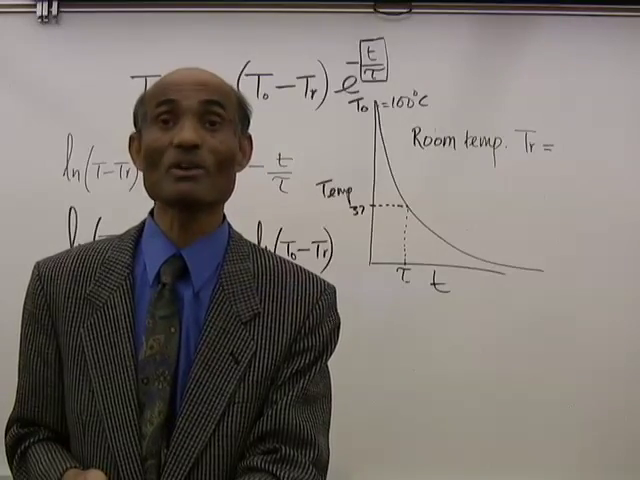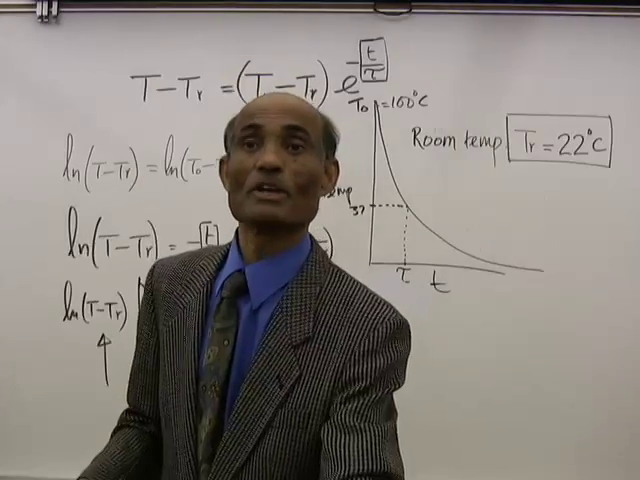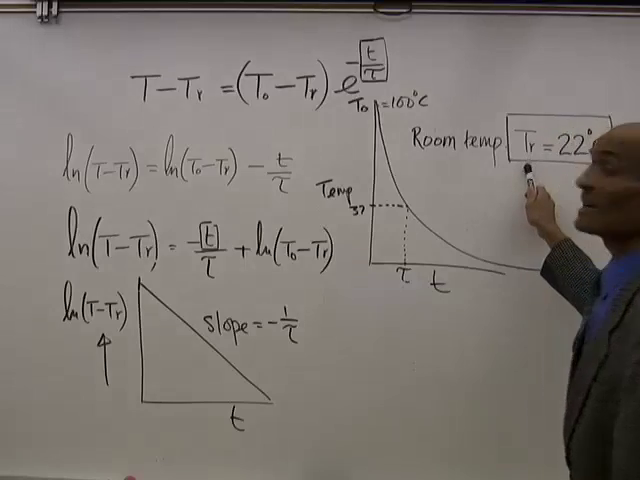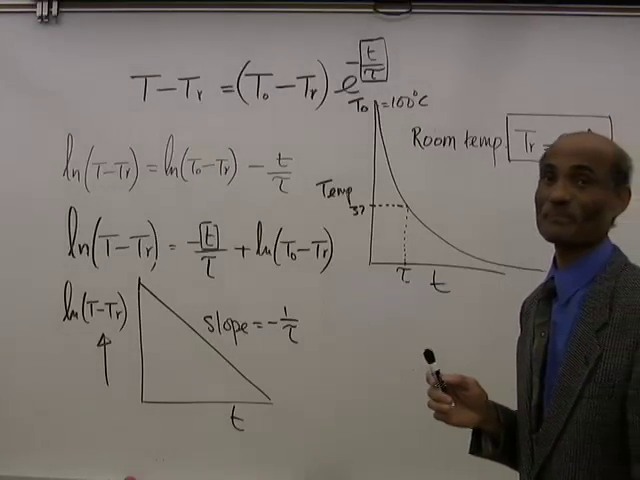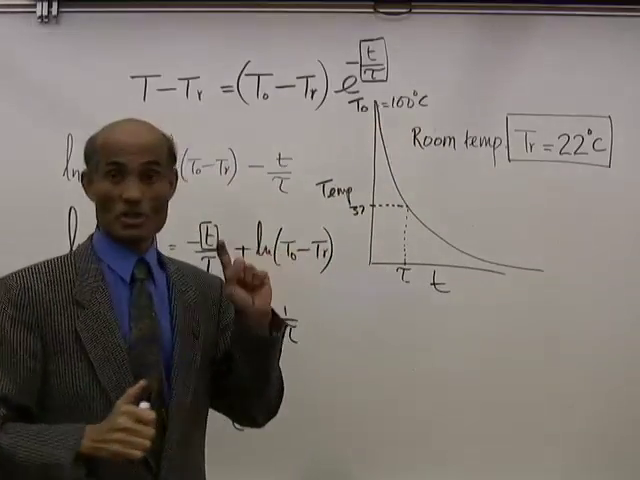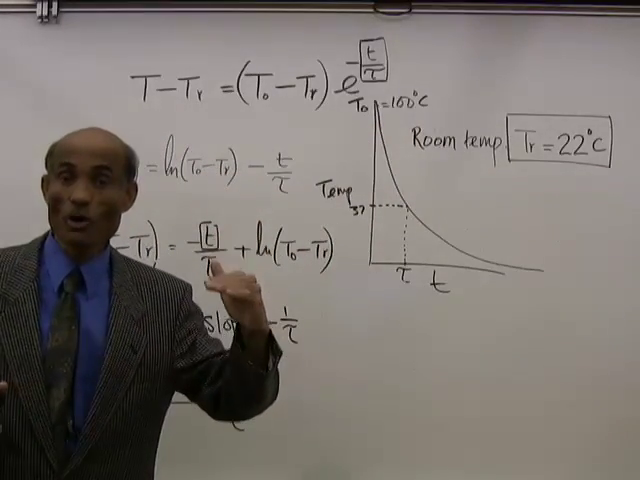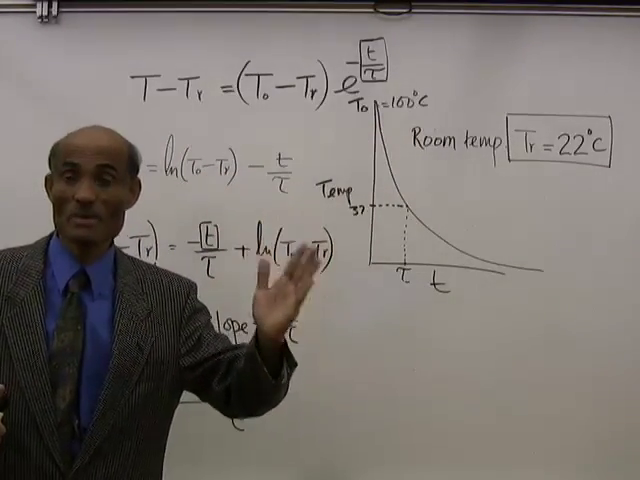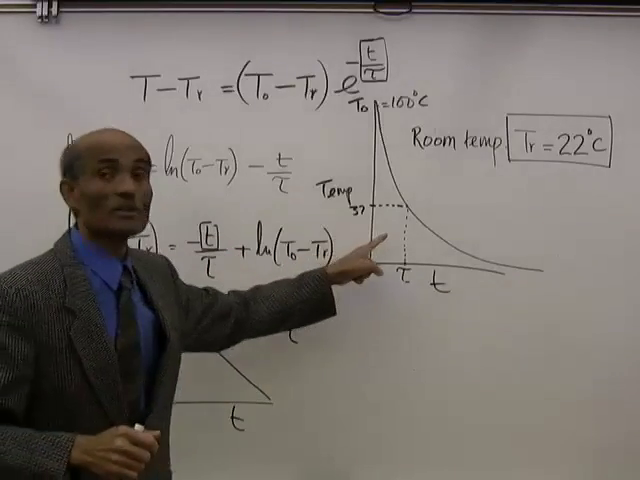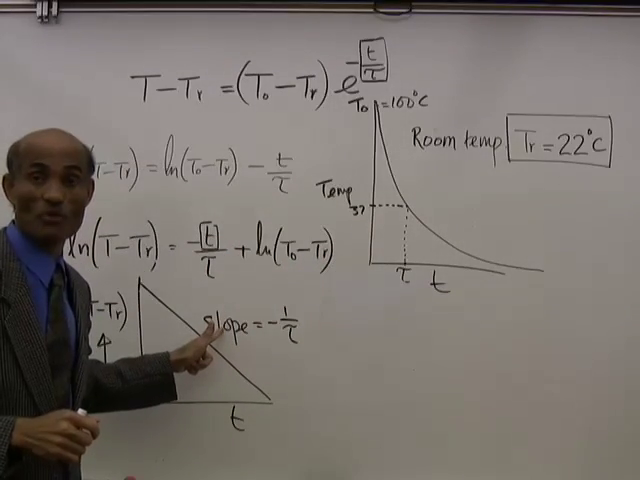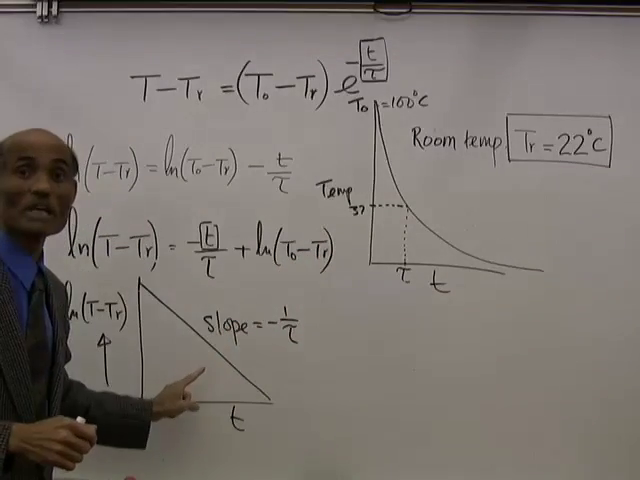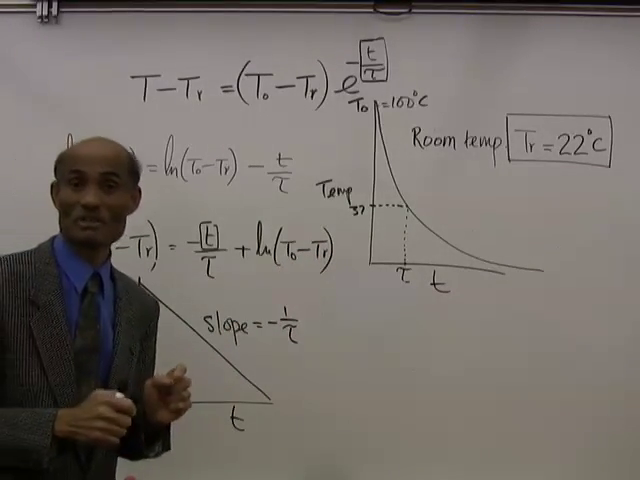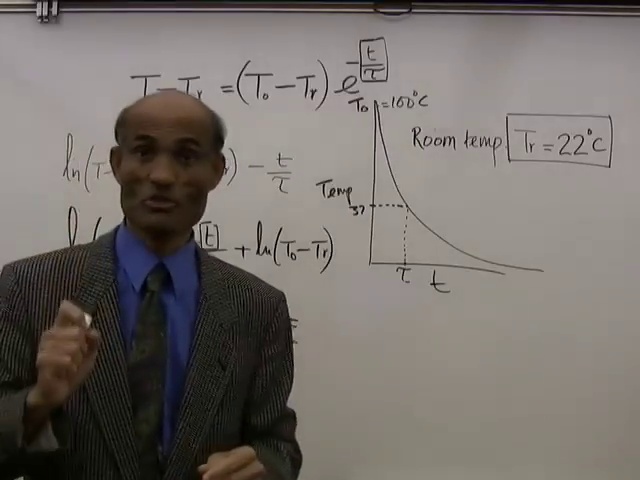I will give you the room temperature. The room temperature T sub R is 22 degrees Celsius. Okay, so complete your tabulations for both thermometers, time against temperature. Draw these two graphs for each thermometer. Find the time constants from each. Find the percent difference. Answer the questions.